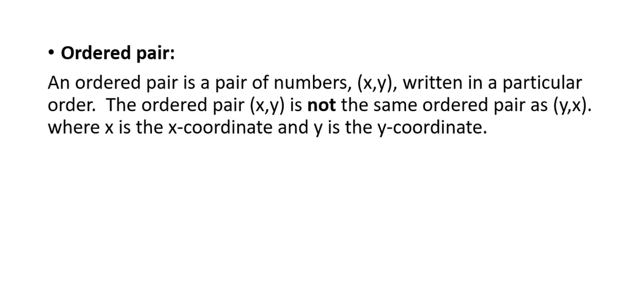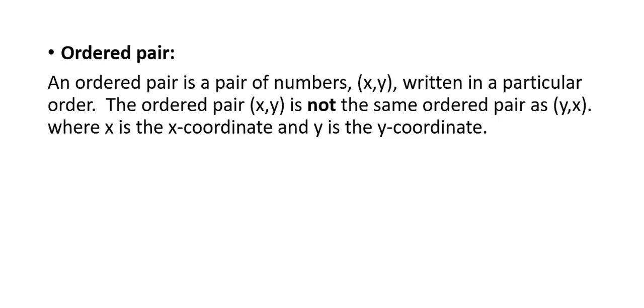Okay, there is something that we need to know before moving on to another operator of sets, that is ordered pairs. Now what are ordered pairs? An ordered pair is a pair of numbers x, y written in this form, in a particular order. The ordered pair x comma y is not the same as y comma x, where x is the x coordinate and y is the y coordinate.